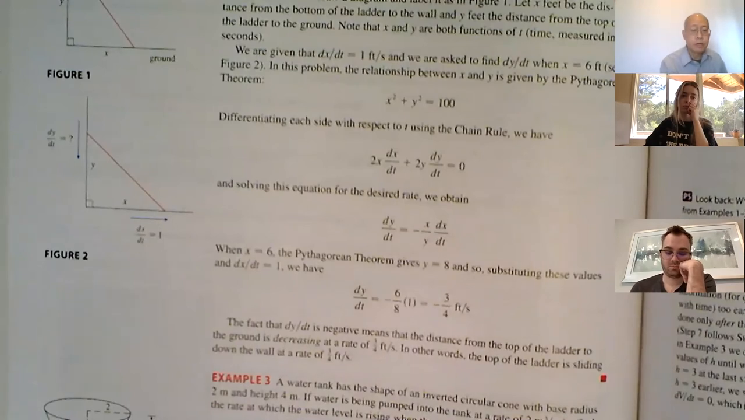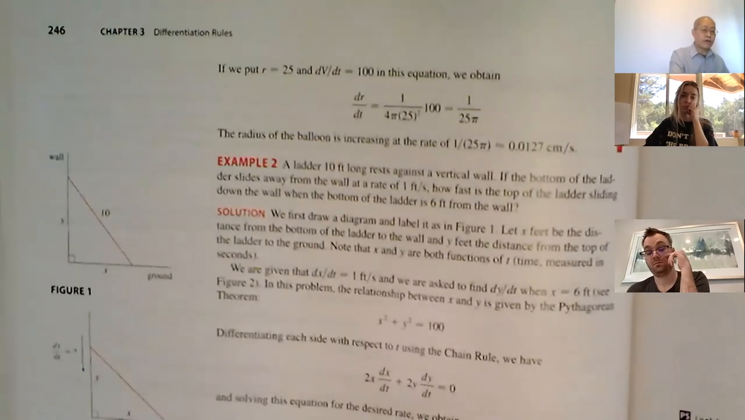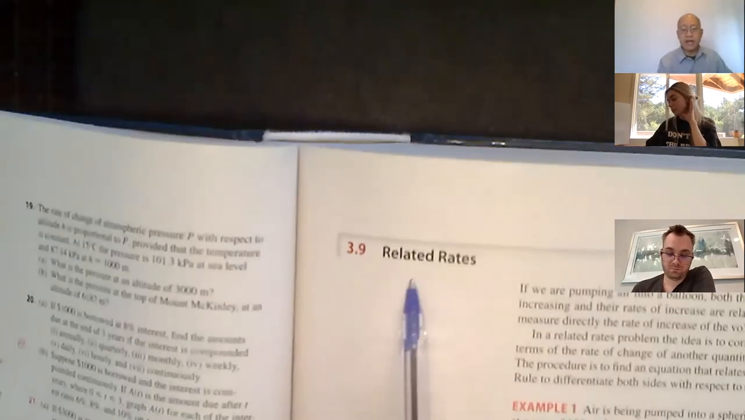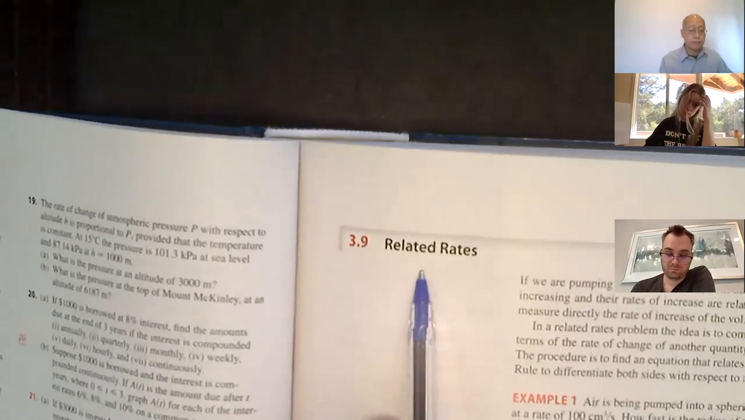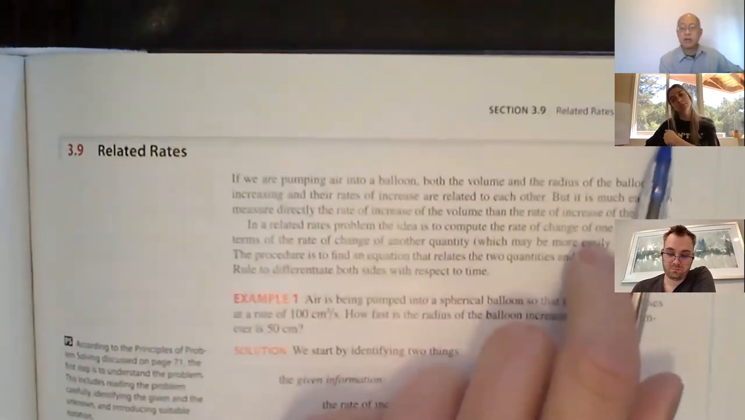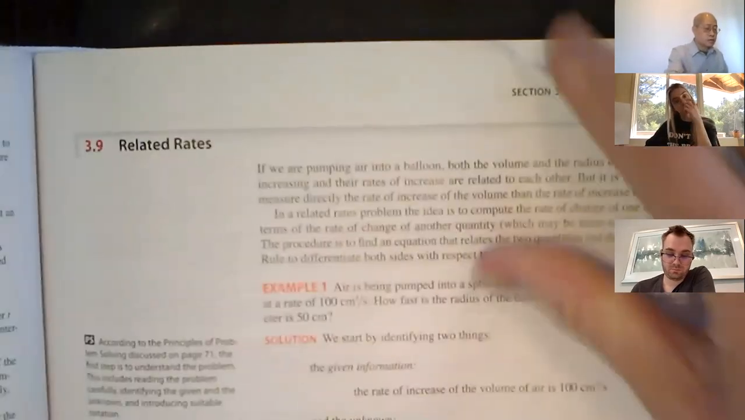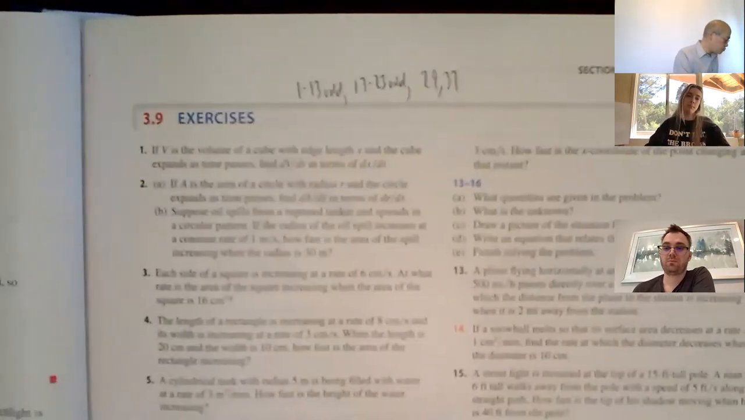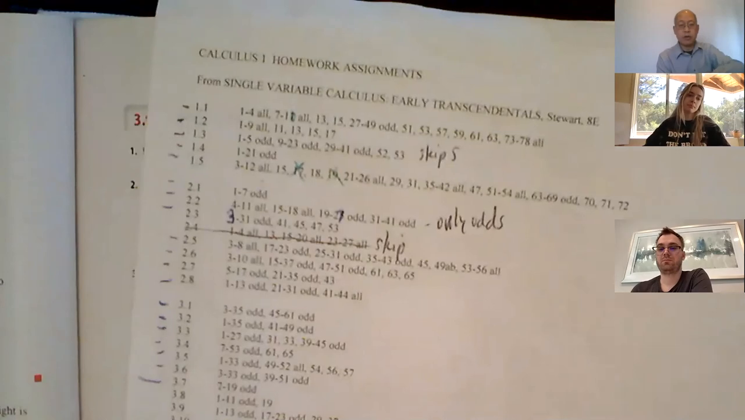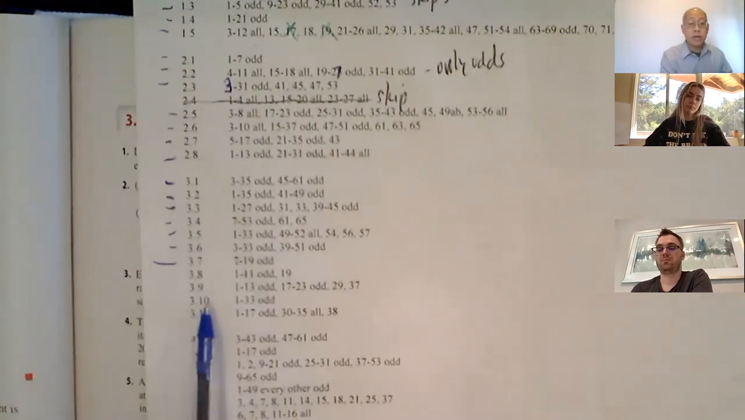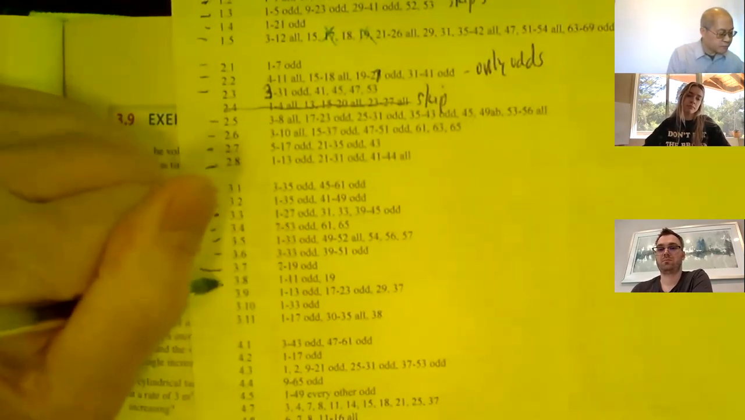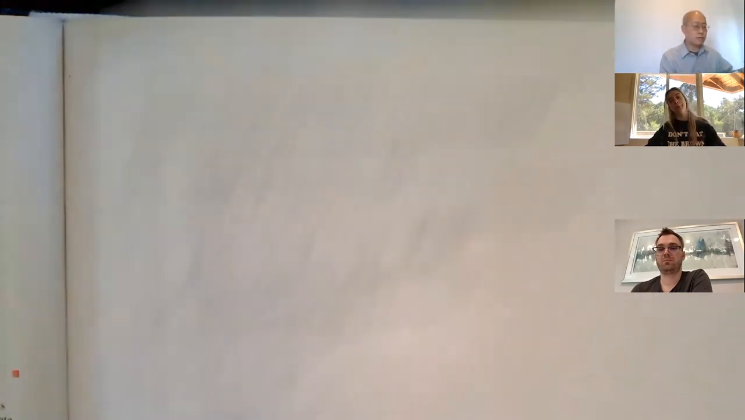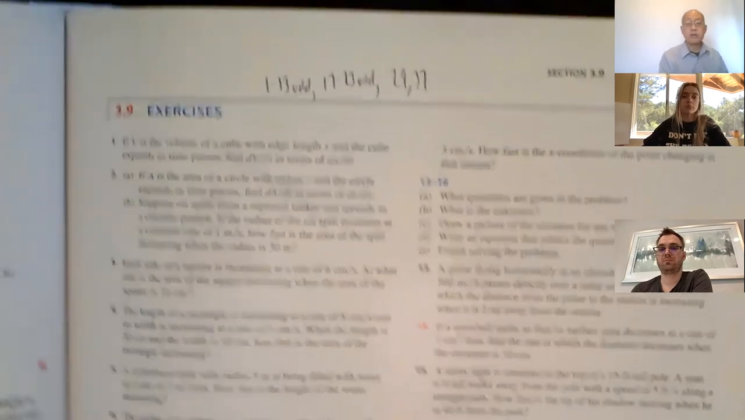Okay. All right, so this section is called related rates, where two or more quantities are related based on time. And the book starts out on 245. Okay, so let me show you some of the problems, and that's about it. Then I'll open up the questions in about a minute. So I'm done with this. So 1 to 13, odd, 17, 23, 29, 37. Okay, so let me show you some of that.